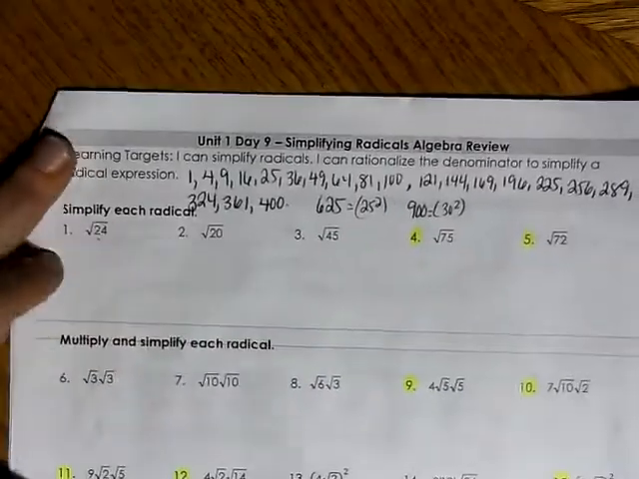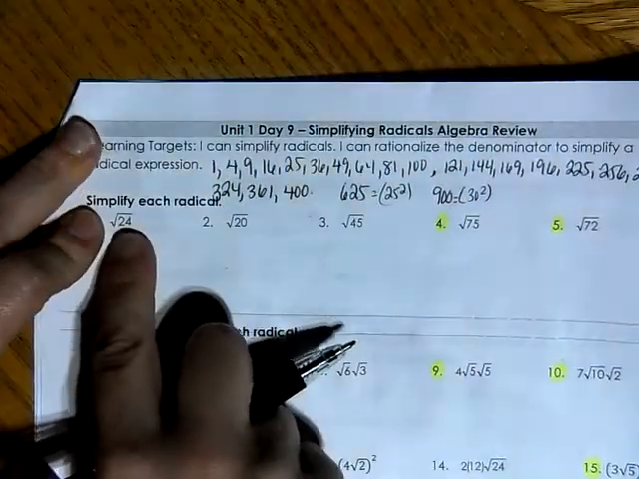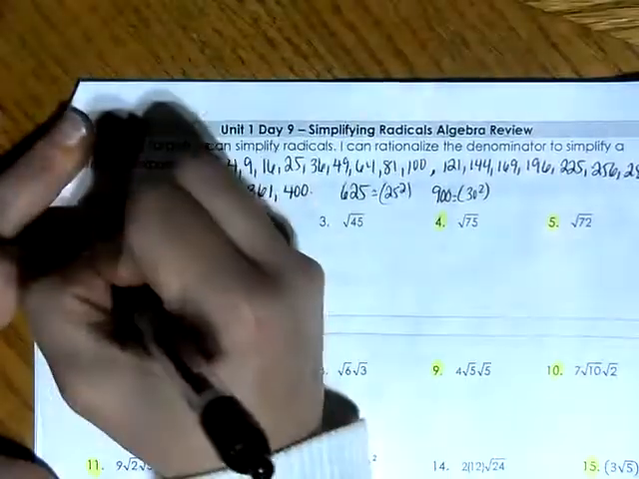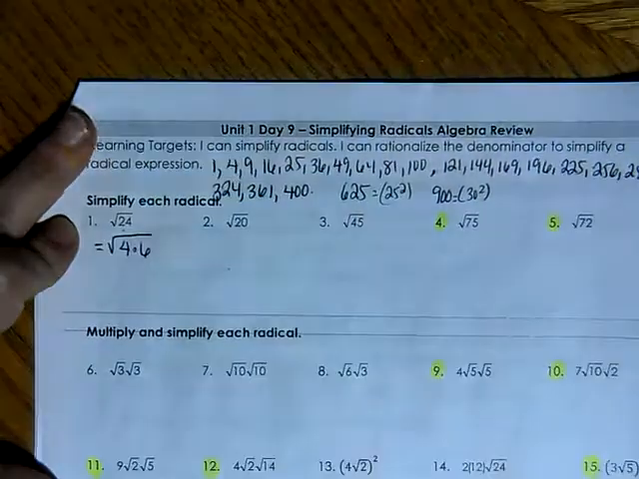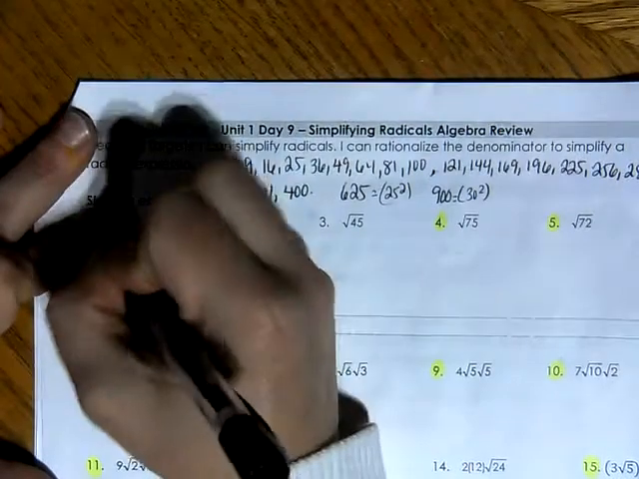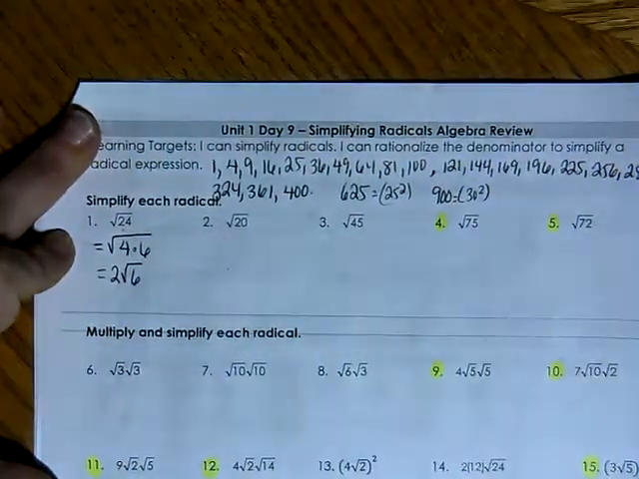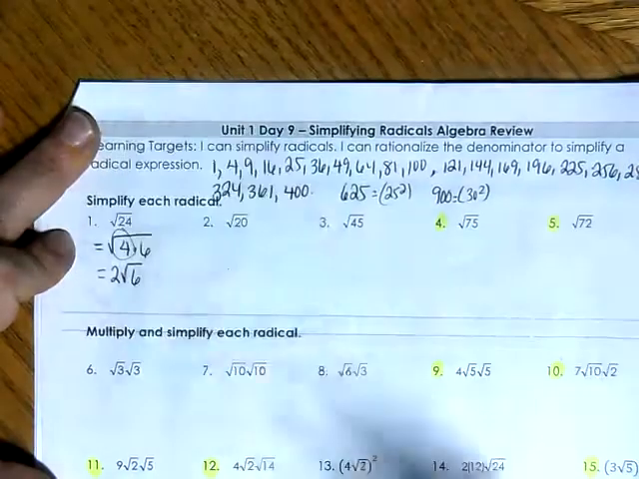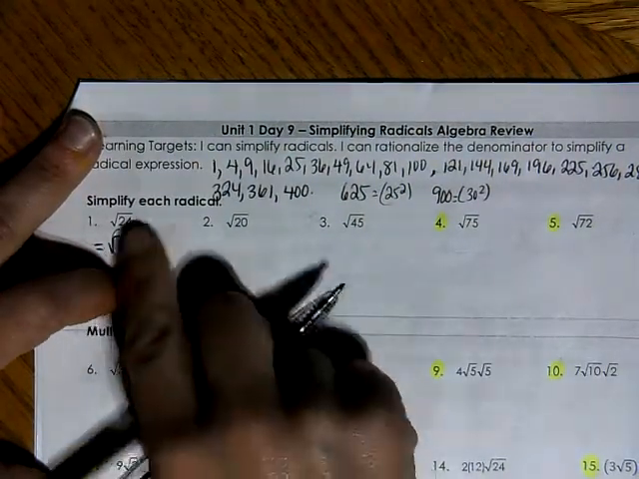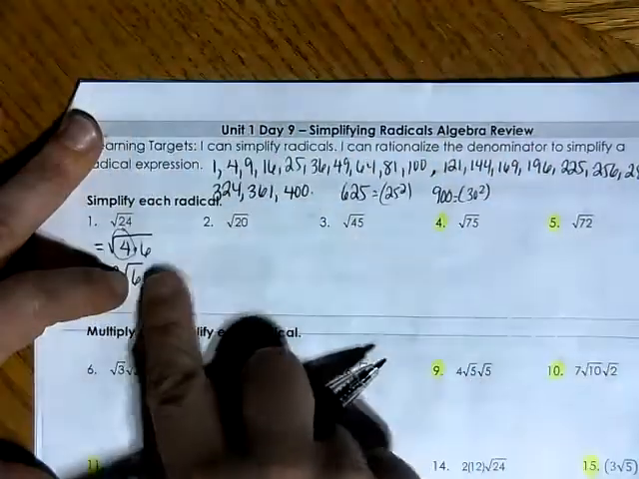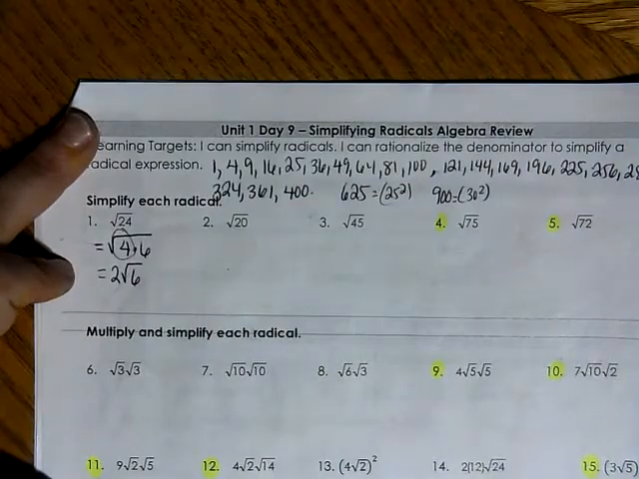Okay, so looking at the number 24, which number can go into 24? 4. So this is going to be equal to the square root of 4 times 6. I know that the square root of 4 is 2. So the answer is 2 square roots of 6. So I just took the square root of 4 and out came a number. 6. None of these numbers can go into 6. So therefore, this is simply what our answer is.